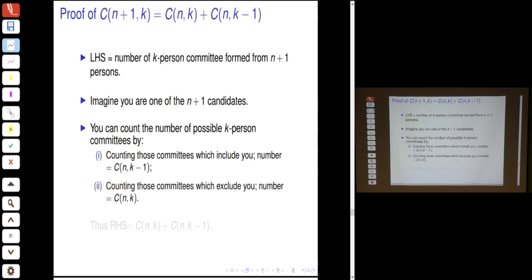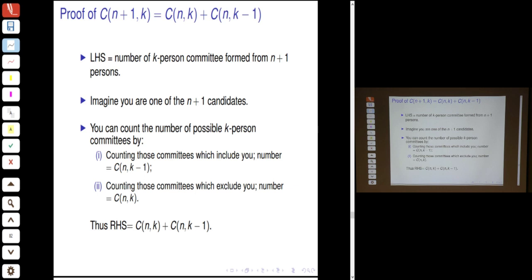Now there's also the case where you are not in the committee. Counting those committees which exclude you, you are not among the choices, so there are n persons, and among them you have to choose k of them. This is n choose k. Therefore the total number of ways is case 1 plus case 2. But we are counting the same objects, the k-person committees formed from n plus 1 persons.